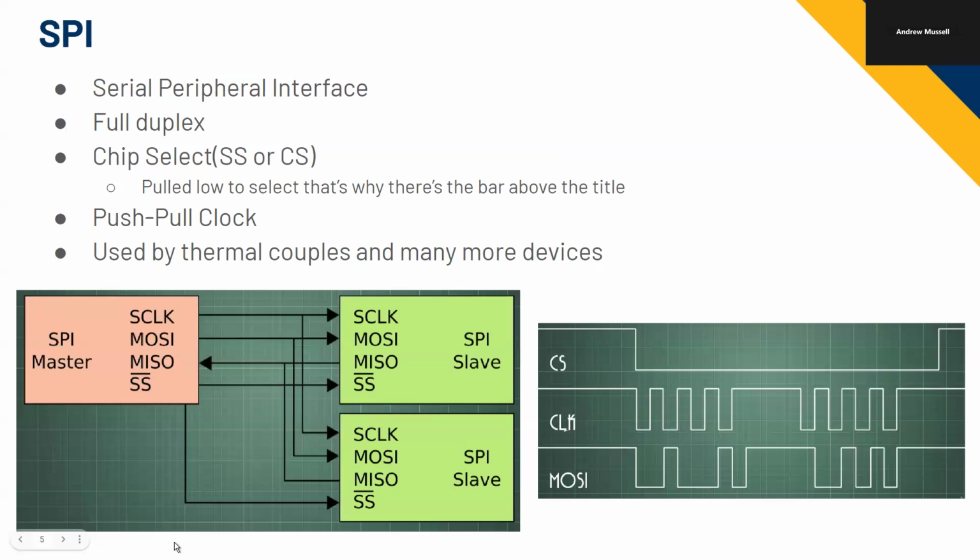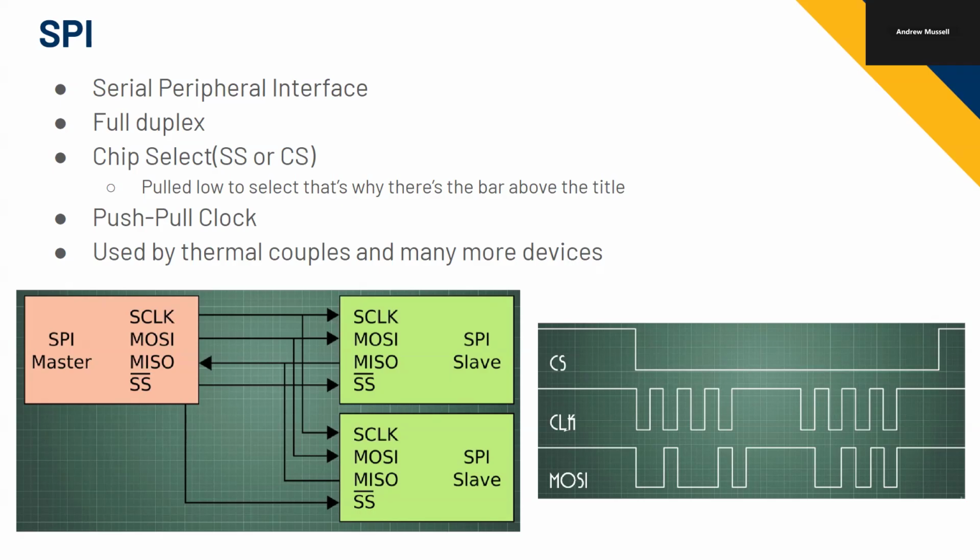All right, so the next one is SPI. SPI stands for Serial Peripheral Interface. This is full duplex because we have the master out slave in communication line, and the master in slave out communication line. These are also renamed to COPI and CIPO, for controller and peripheral: controller out, peripheral in, and controller in, peripheral out. I haven't seen any data sheets that use controller and peripheral for SPI yet.